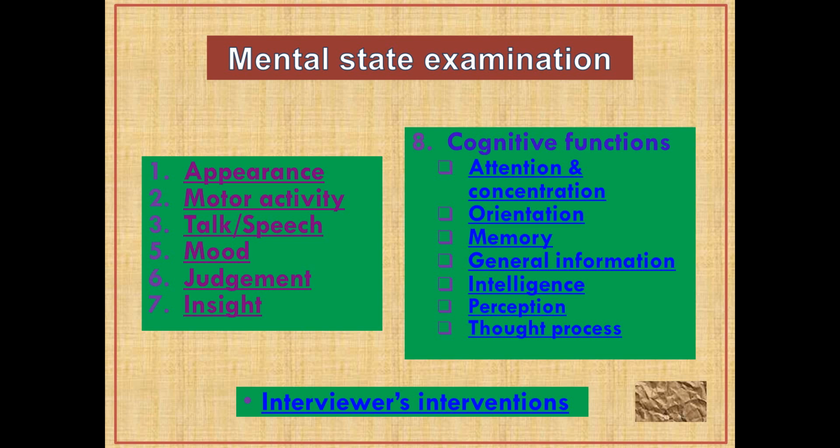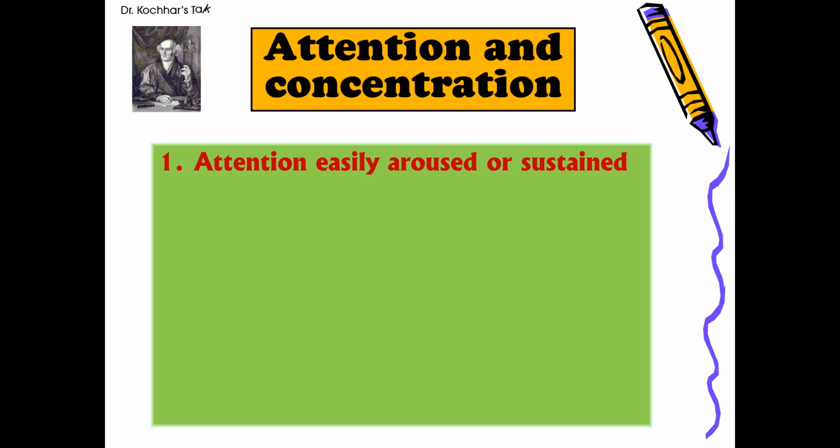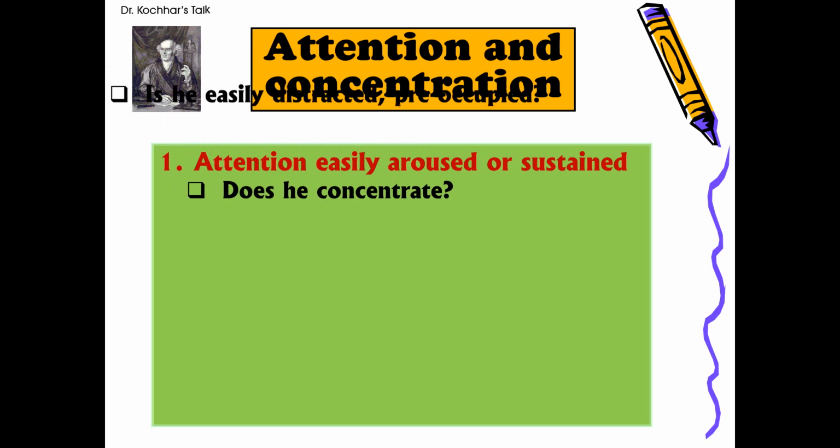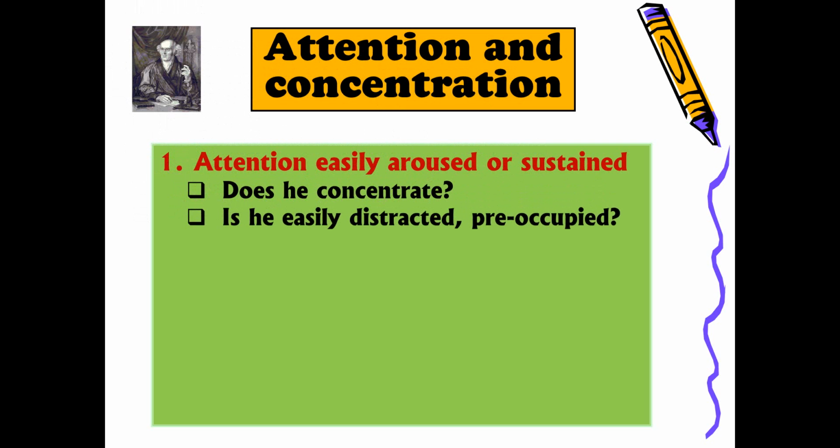Then after this we go to the cognitive functions. This is quite a good long list, and just a minute. So here, attention and concentration. Now attention is easily aroused or sustained. That is, if a person is answering your questions, he attends to you, his concentration is there or not, does he concentrate, or is he usually distracted, preoccupied, some thought is there in the mind.